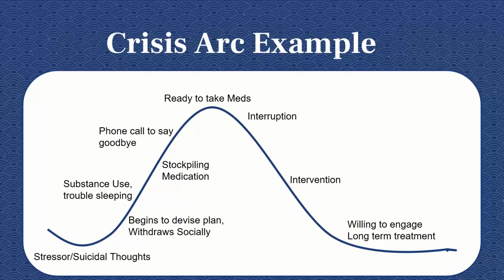And so the first step, beginning to devise a plan. And if they're starting to think of a plan, they're going to avoid family, friends, those types of situations as they become kind of lost in this thought and this repetitive thinking of what the plan's going to be. Substance use can start to happen, which then will start trouble sleeping. So their sleeping schedule is off, they're increasing their substance use. If their plan is to start stockpiling medication, maybe their plan is to overdose on the medication that they currently have.